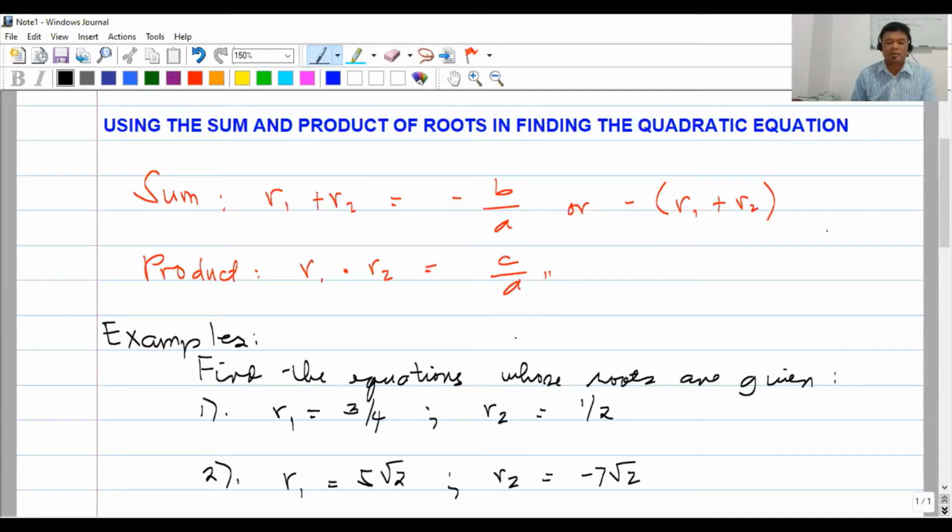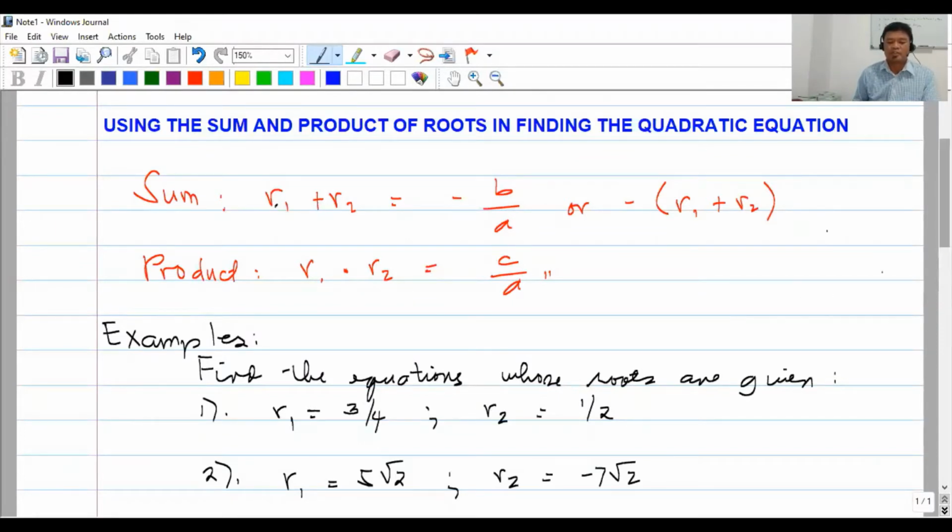Our a, b, c here are the numerical coefficients. A is the numerical coefficient of the first term in the quadratic equation. B is the numerical coefficient of the second term in our quadratic equation. And C is our constant term in a given quadratic equation. We are going to use these formulas in finding the equations given the roots.